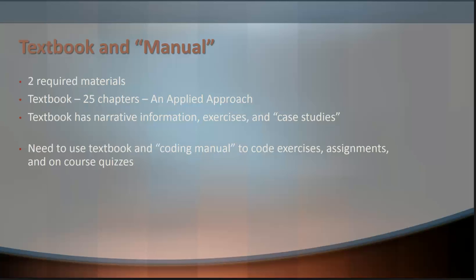Just as a reminder, by now you should have your 2 main course materials. One of those is a textbook, which is called ICD-10 PCS, an Applied Approach. The textbook has narrative information, exercises, and it also has case studies, which are really operative reports. You need the textbook, and you also need the coding manual. And hopefully, if you have issues with any of these materials, you've contacted me by now. But you do need both of these elements at this point in the course to move forward and be able to function in this class.